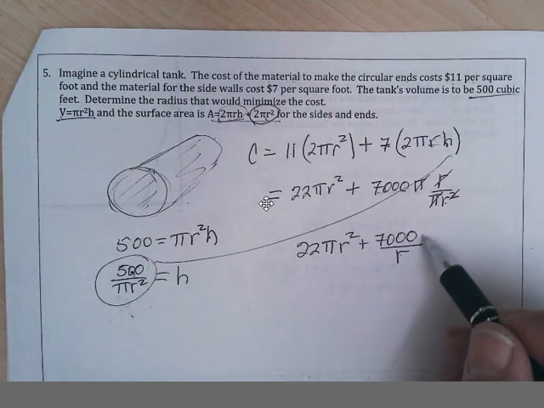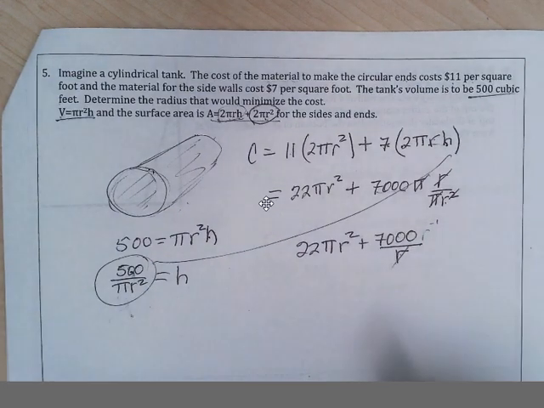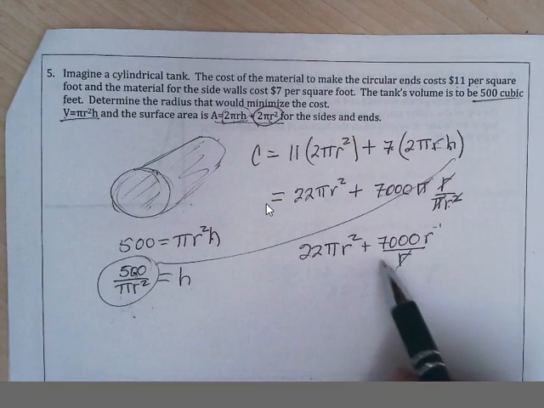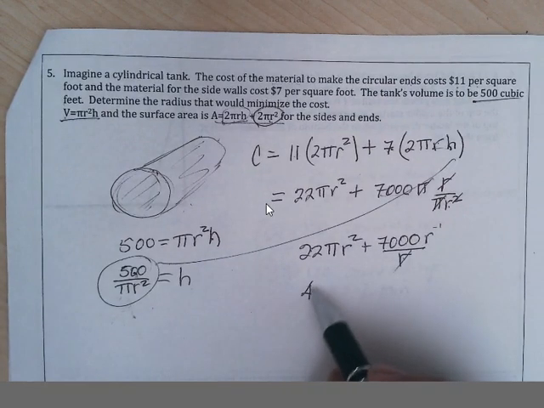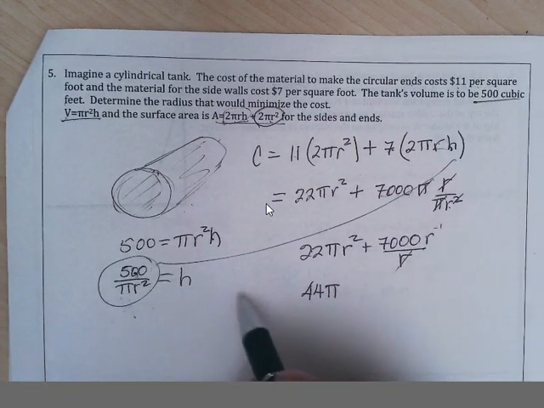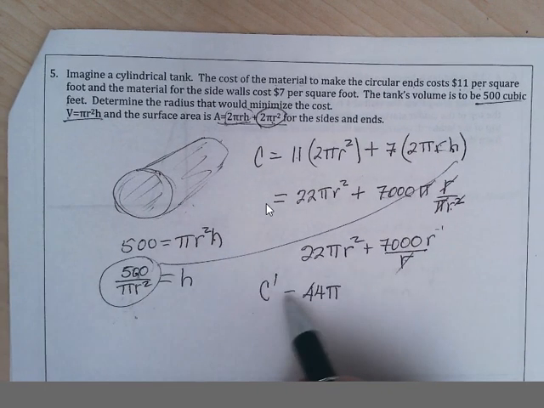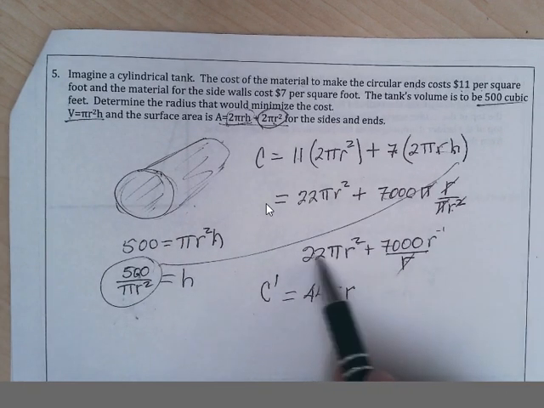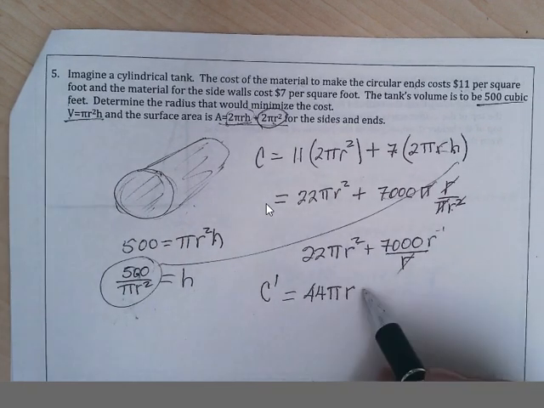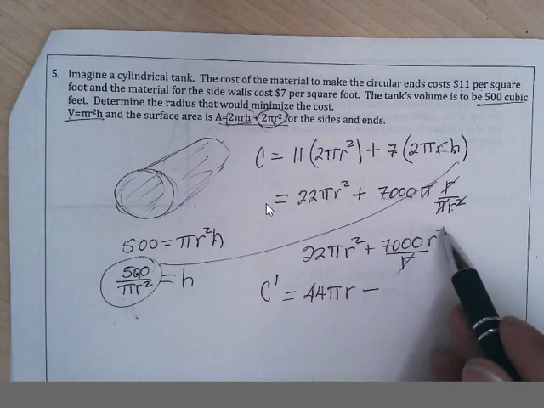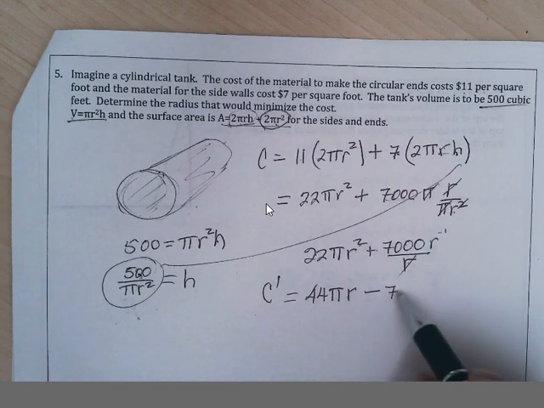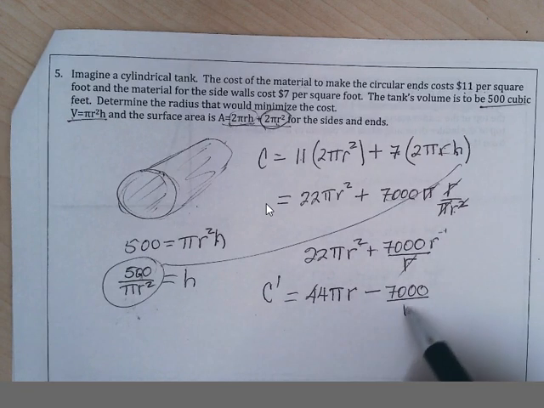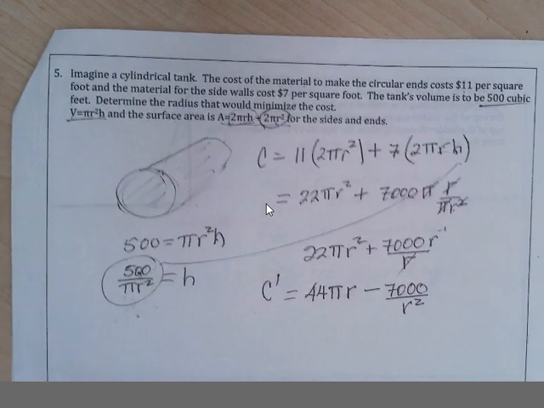This is the same as r to the minus 1. So the derivative of this will be 44 pi r, 2 times this, r to the 1, minus 1 times 7,000 r to the minus 2, which puts r squared down there.